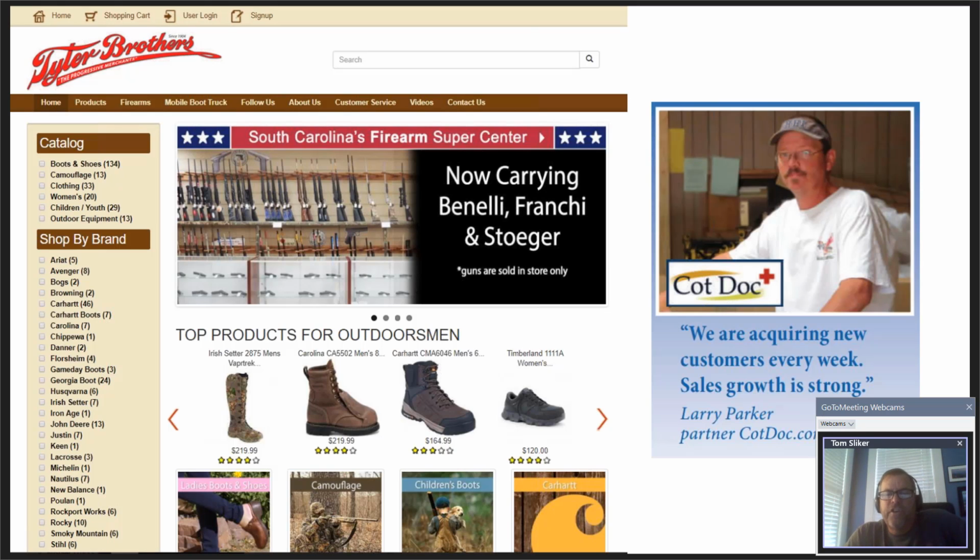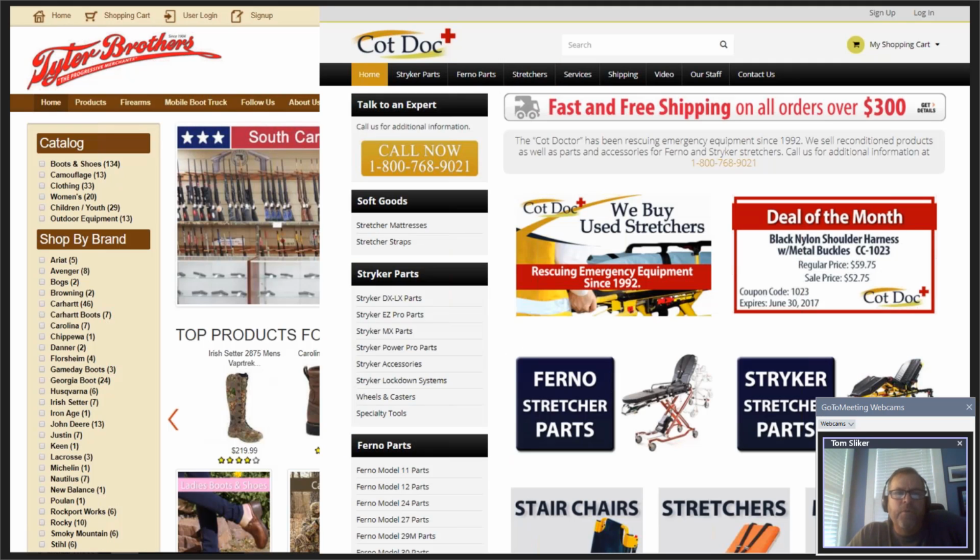Another client I want to just share briefly is cotdock, and this is Larry, the guy who runs cotdock. A very similar approach here. It's just the shopping cart I like. It's got this little pop-up that I like, but overall, it's basically the same basic concept. And we use the navigation down the left side, but a pretty standard e-commerce.